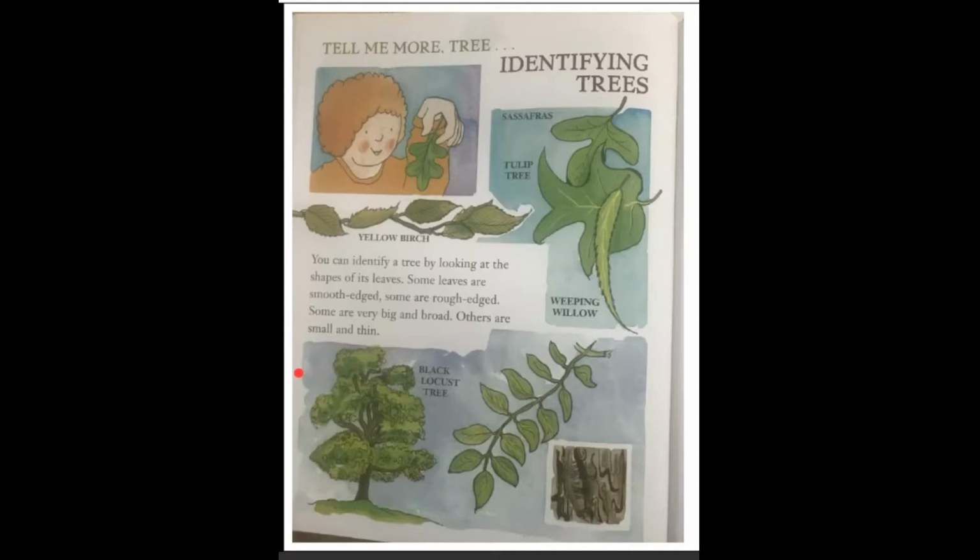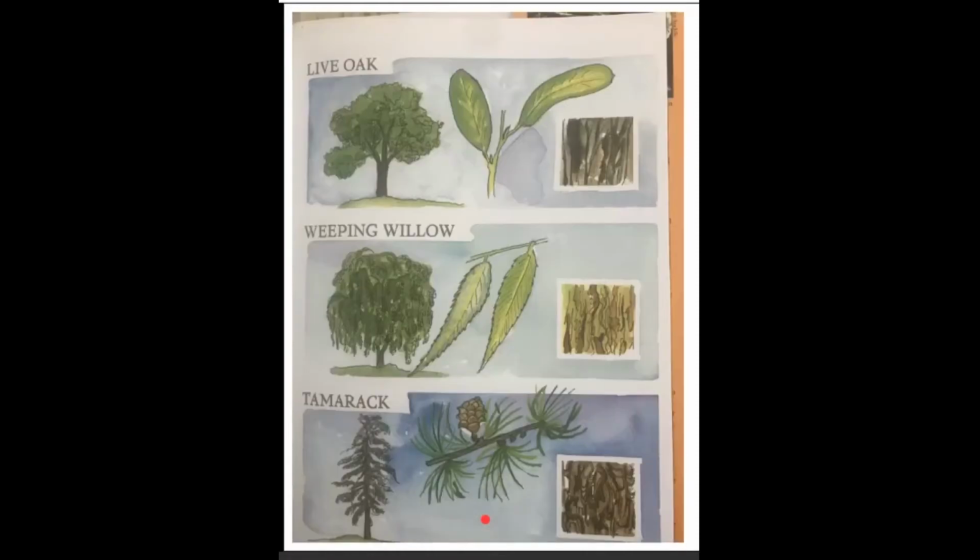Tell me more. Identifying trees. You can identify a tree by looking at the shape of its leaves. Some leaves are smooth edged, some are rough edged, some are very big and broad, others are small and thin. And here are some different types.